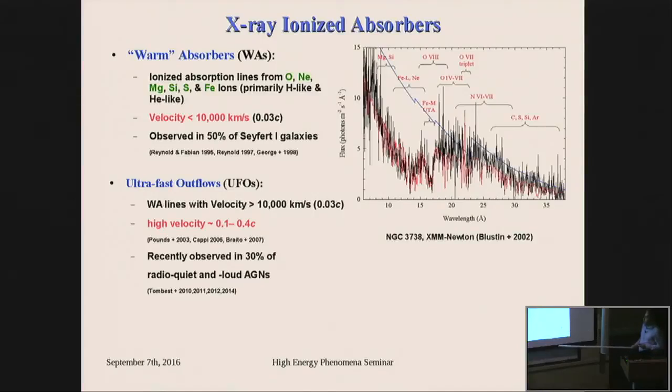Right now the phrase warm absorber is used for ionized absorbers with velocity less than 10,000 kilometers per second. The ultra-fast outflows are those absorbers with velocity much higher than 10,000 kilometers per second, and some of them reach 0.1 to 0.4 times the speed of light. Warm absorbers have recently been observed in nearly half of Seyfert 1 galaxies, while ultra-fast outflows have been observed in 30% of radio-quiet and radio-loud AGN.